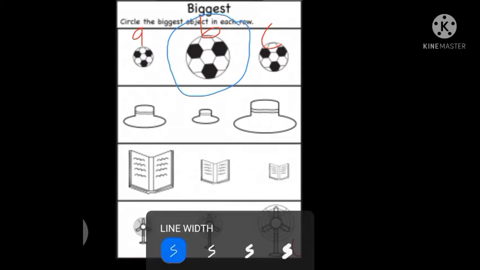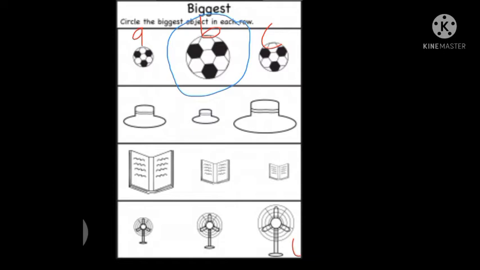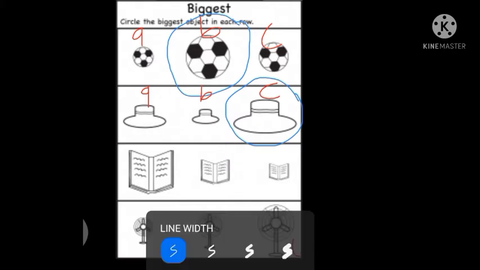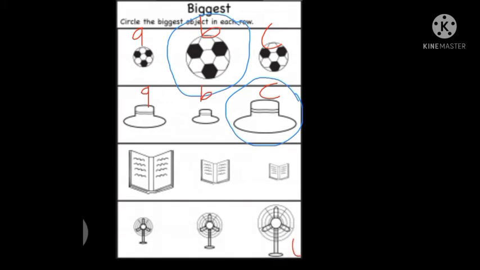Now if we will see next one, here different hat given. So A hat, B and C. Now among these three hats we can easily see that this one is the biggest hat in all. ये सबसे बड़ा है size के अंदर, है ना? Yes or no? Okay.